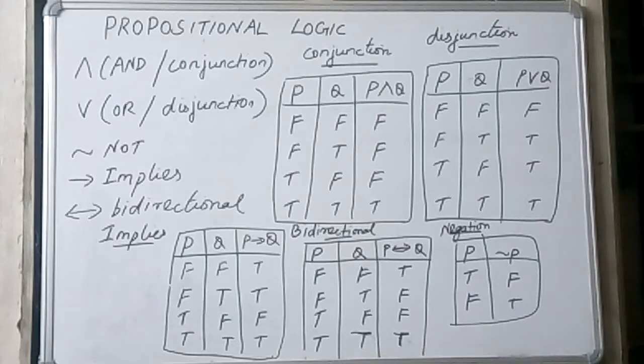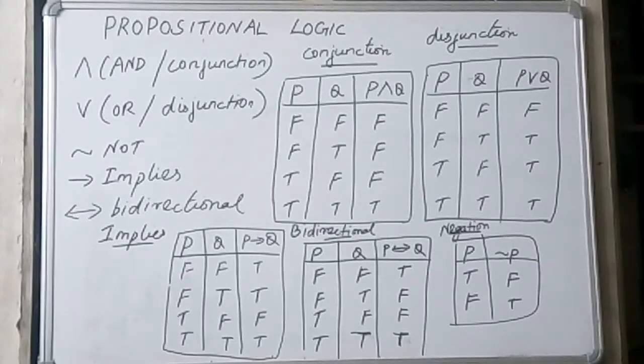In the conjunction truth table, we have to take two variables P and Q. Suppose we supply values for P and Q. When both are false, P and Q is false. False and true is false, and true and false is false. When both values are true, the resultant value is also true. So this is conjunction.